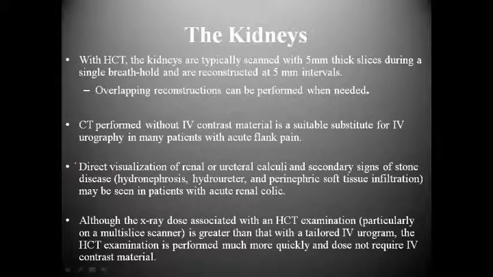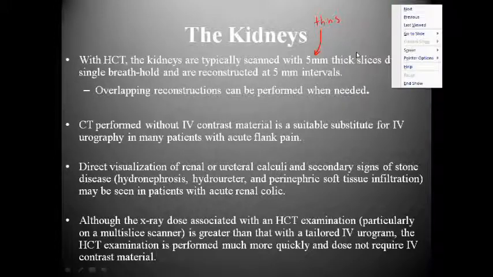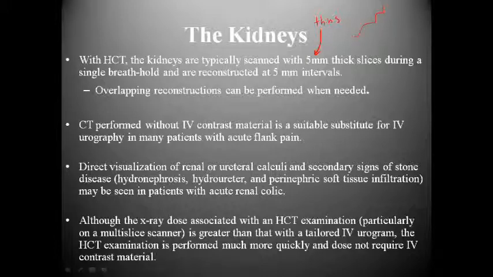And so, with that being said, with helical CT, the kidneys are typically scanned with 5 millimeter thick slices during a single breath hold and are reconstructed at 5 millimeter intervals. I actually disagree with what the book says here, because we still use thin slices. The problem with doing 5 millimeter thick intervals is, once again, the step pyramid type image. You get an image that looks similar to this, and you have differing points of anatomy, and so you can actually see the steps.